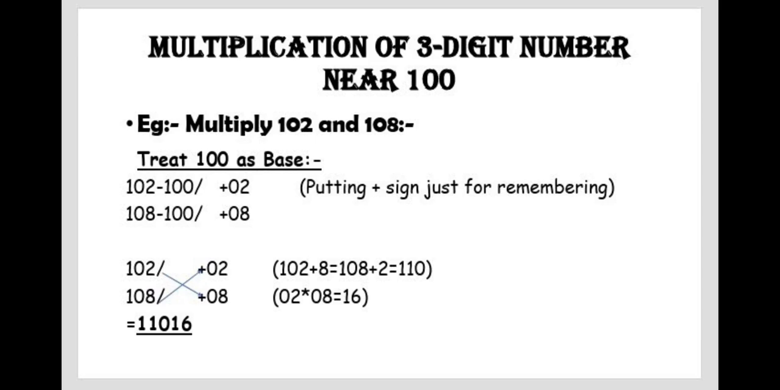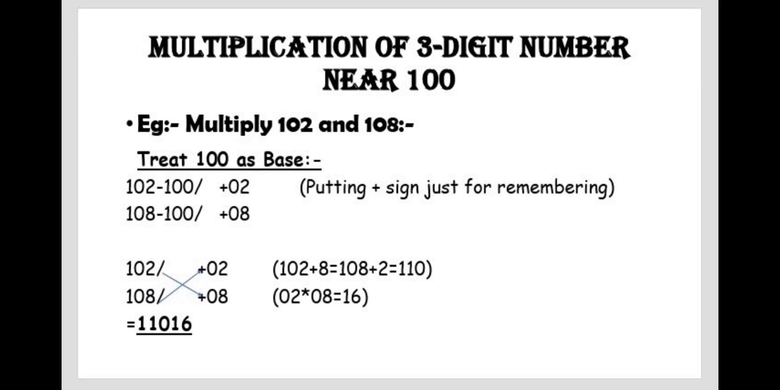So here we will put a sign in front of both results. This addition sign shows that 102 is greater than 100. Now next we will put a cross sign between 102, 108, 2 and 8. This cross sign will denote that 102 goes with 8 and 108 goes with 2. That means 102 plus 8 and 108 plus 2.